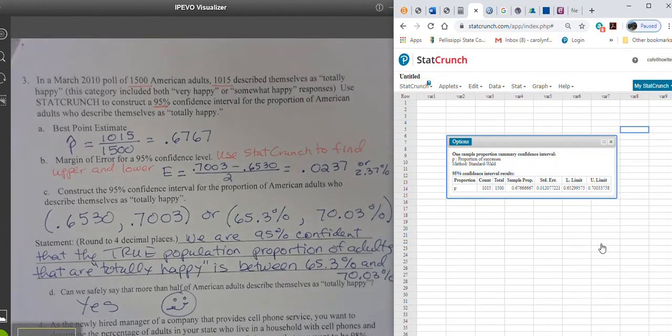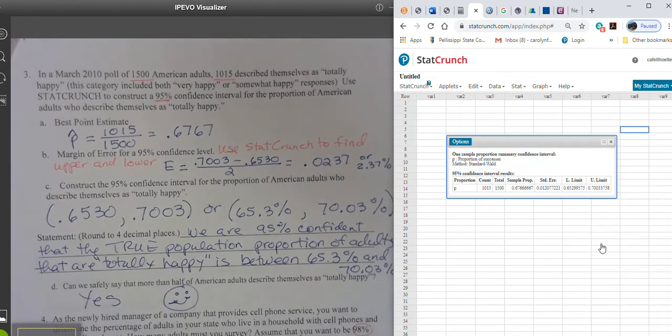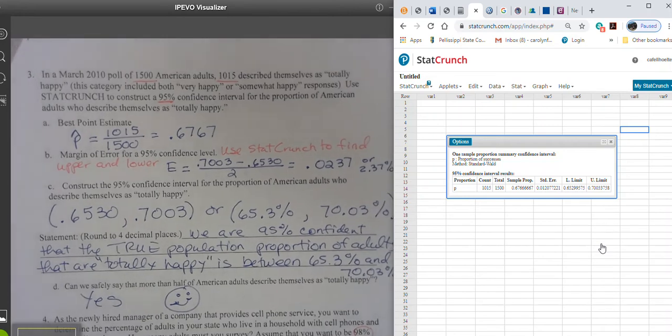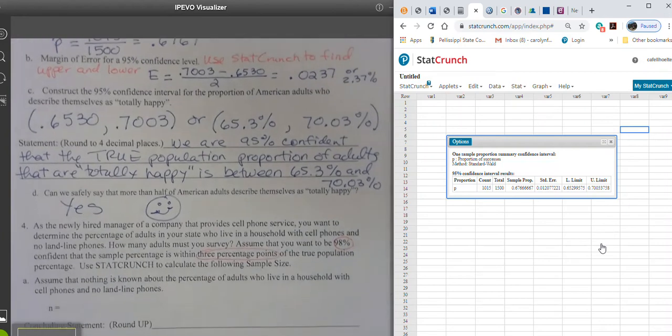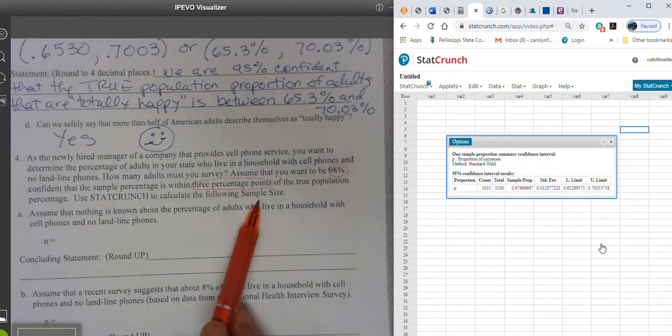All right, last problem. As a newly hired manager of a company that provides cell phone service, you want to determine the percentage of adults in your state who live in a household with cell phones with no landlines. How many adults must you survey? So assume that you want to be 98% confident that the sample percentage is within 3 percentage points of the true population proportion. Use StatCrunch to calculate the following sample size.